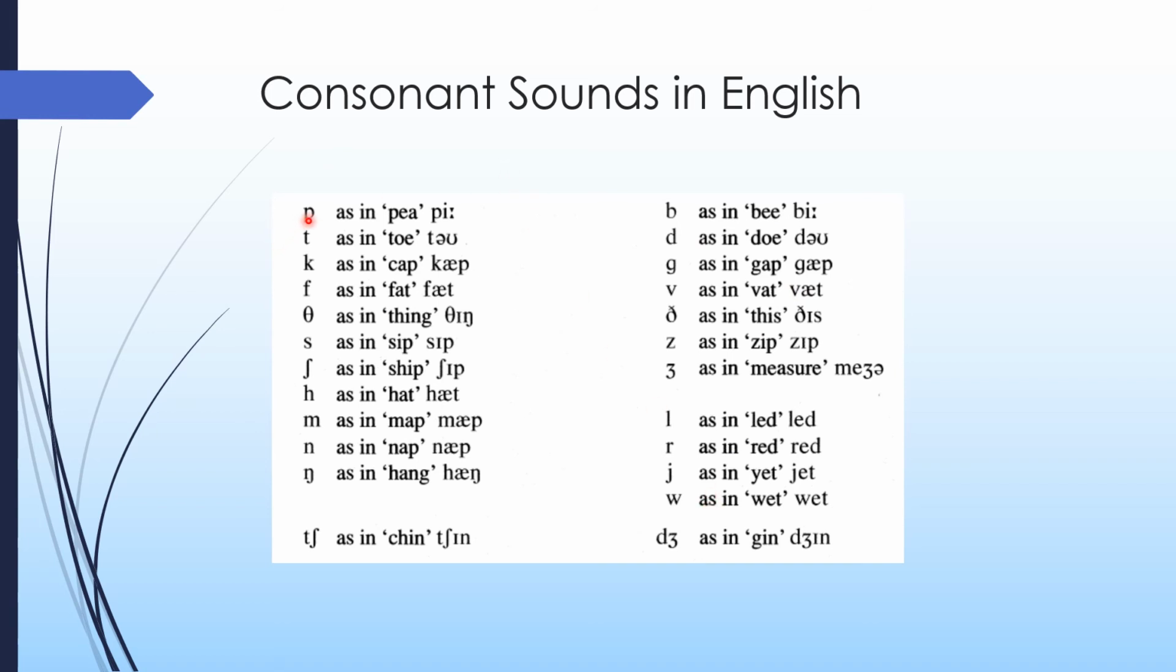For example, pa in the word pea, you can find this sound in P. Ta in the word toe, you can find this sound in it. Ka in the word cap. Though we have the letter C, we produce the ka sound there, so that's why this is the IPA alphabet. So all these symbols are referred to as sound symbols. These are what we are talking about as IPA, the International Phonetic Alphabet.